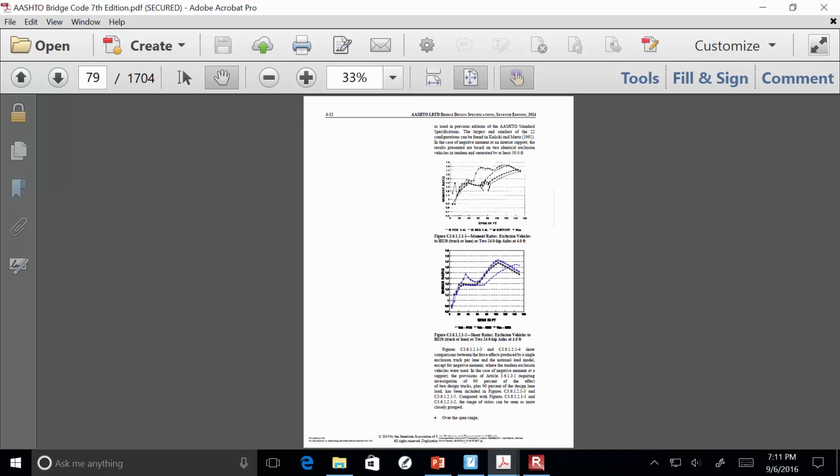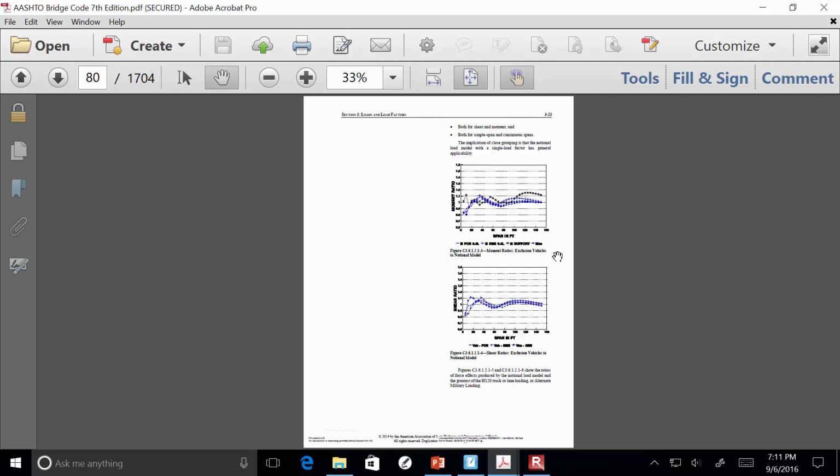We've got a bunch of commentary here. Well, look at those graphs. We just looked at those graphs a little bit ago. I don't think I really have too much to say about that.